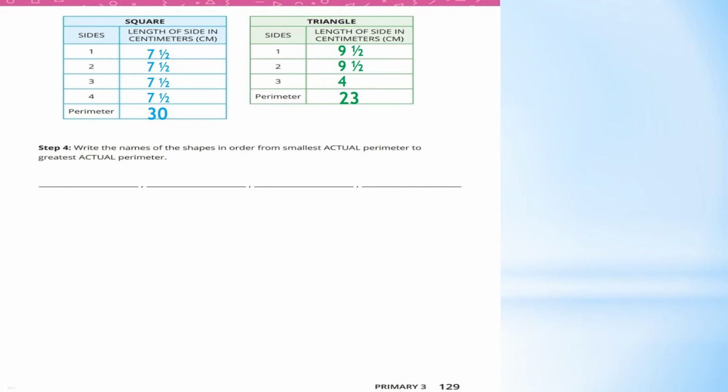So the square, its perimeter is 30. If we added all sides together, it will be 30, and if we added all sides of the triangle together, it will be 23. He wants me to write the names of the shapes in order from the smallest to the greatest in the actual perimeter. They will be pentagon, triangle, trapezium, square. They are the same as the previous order.